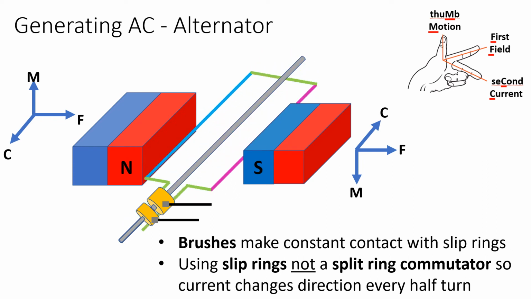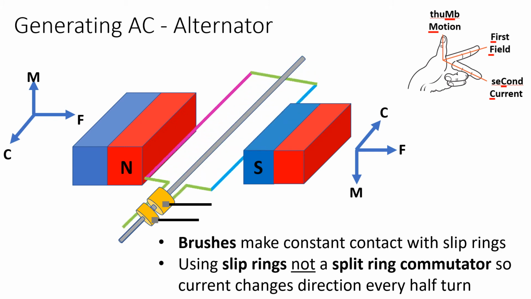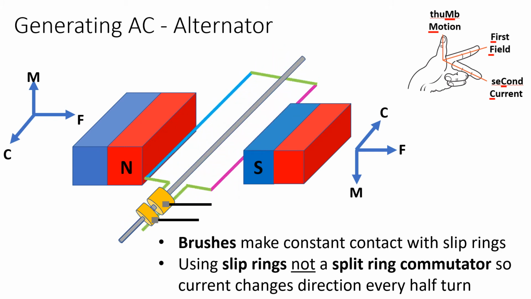Remember that there are brushes, normally carbon brushes, making contact with the slip rings, or a split ring commutator in other examples.